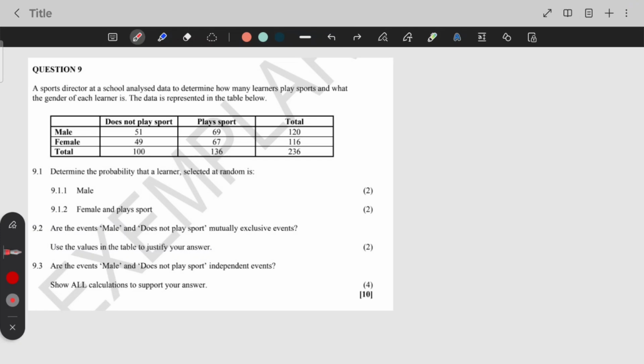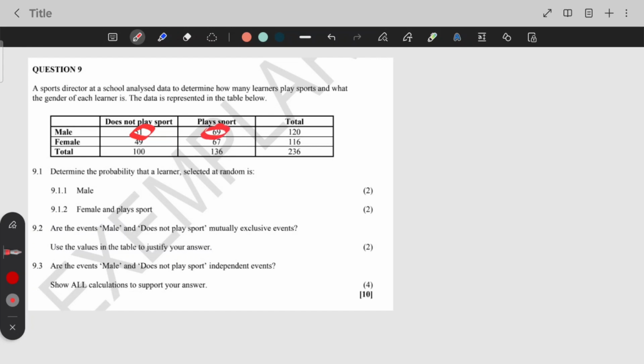Let's start. It says a sports director at a school analyzed data to determine how many learners play sports and what the gender of each learner is. The data is represented as follows, okay? So you have males and you have females, and then you have those who do not play sports, and those who play sports, and then you have the total.